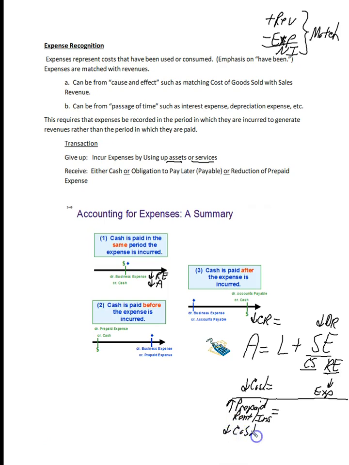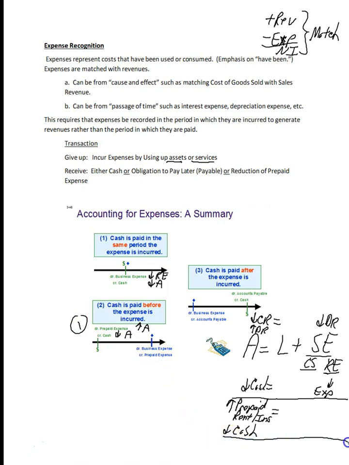And then I just assign my debit credit rules. We know assets go down with credits. That's why cash is credited. Assets go up with debits. That's why prepaid expense is debited. So that's the first transaction.